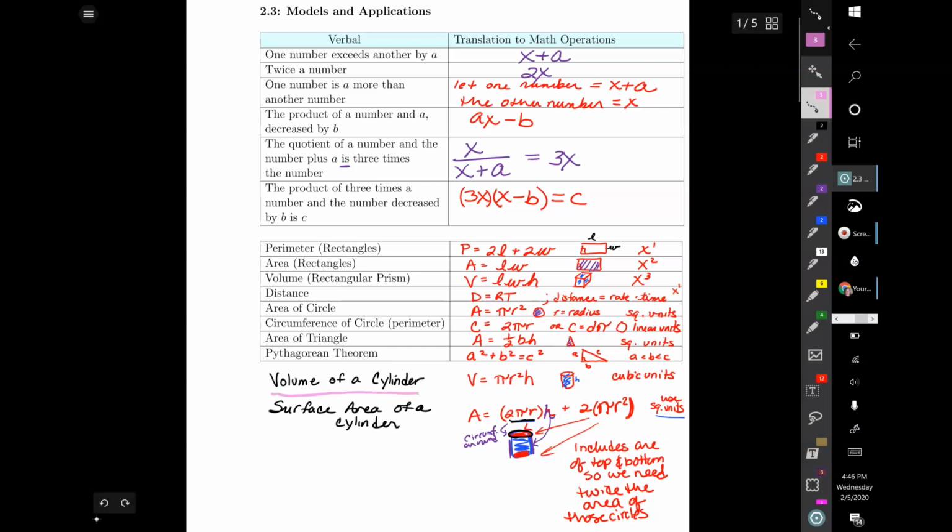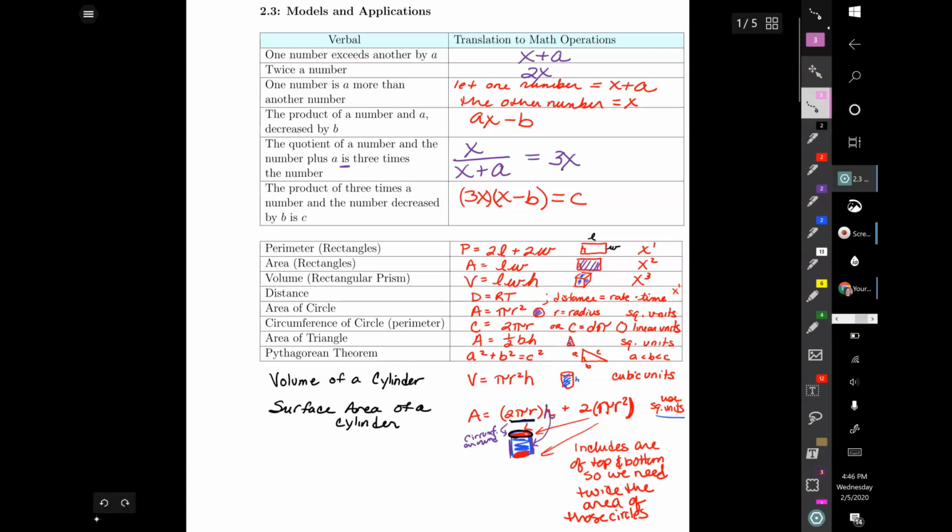Volume of a cylinder, V equals pi r squared height. So that is in cubic units. That's filling the whole thing in here. Surface area of a cylinder, that's one you may not have seen too much of. So we have area equals 2 pi r times height.